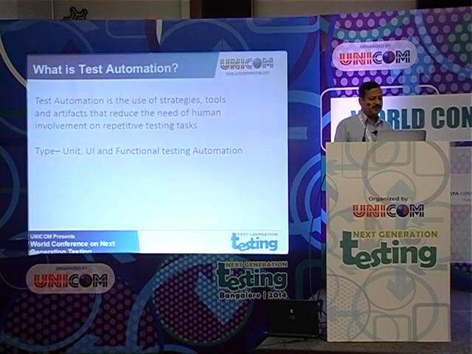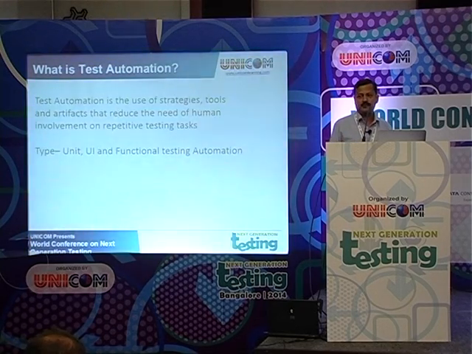So what is test automation? Test automation is the use of strategies, tools, and artifacts that reduce the need for human involvement in repeated testing tasks. It stands the same for mobile as well. Even in mobile, we have unit testing, UI testing, and functional test automation that is now possible. And there are frameworks which allow you to automate to such an extent that you can have devices in your US office, in your UK offices, which do not need to be touched. No human intervention is required on those devices for testing your application. Everything can be done remotely on a web interface.